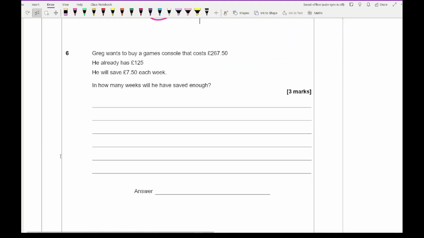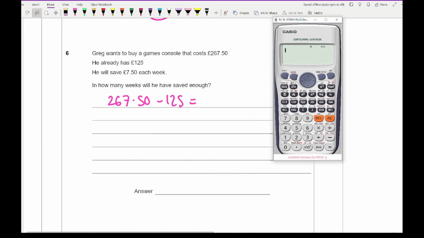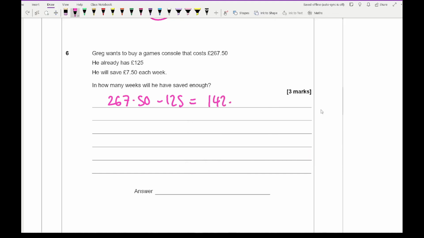Question 6, it says Greg wants to buy a games console that costs £267.50. He already has £125, and he will save £7.50 each week. How many weeks will he need to save? The first thing we need to do is deduct how much he has saved, so we take away £125. On the calculator, we've got 267.5 minus 125 equals, and that's going to equal £142.50.